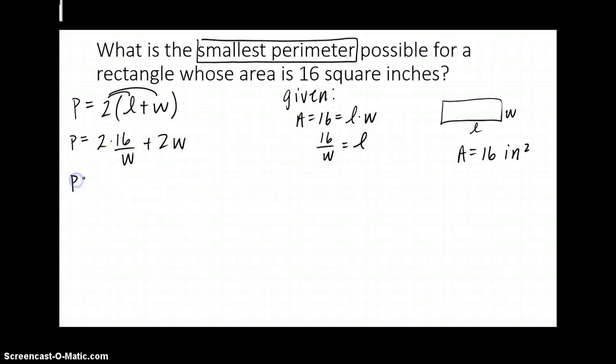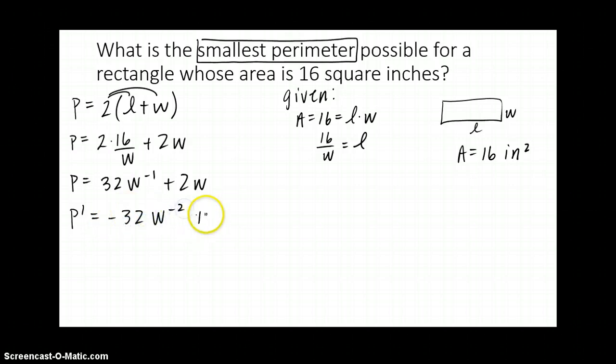Okay, so now my optimization equation is strictly in terms of W. So I multiplied 2 and 16, rewrote W to use the power rule. Alright, find the derivative of the optimization equation. So the derivative of P is negative 32 W to the negative 2, plus 2. Find the critical numbers of the equation. So where does my derivative equal 0?